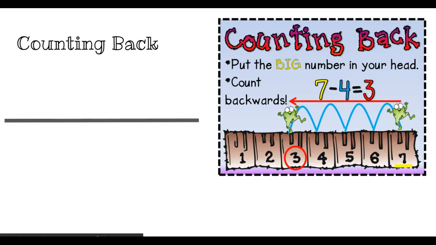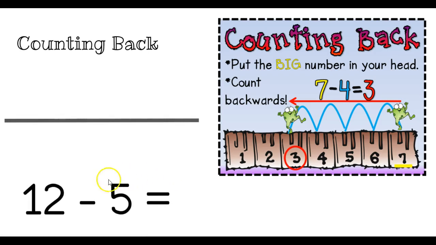So the first strategy we'll talk about is the counting back strategy, and this is where you put the big number in your head and you're counting backwards. So this is when we talk about traditional subtraction, where we start with a larger number. So let's introduce the open number line concept.